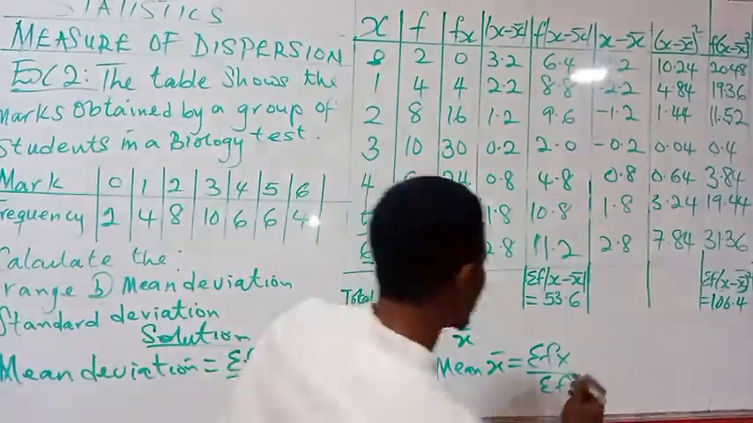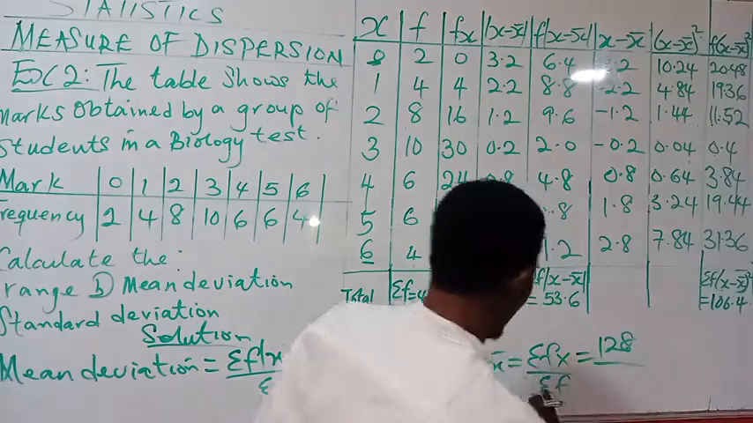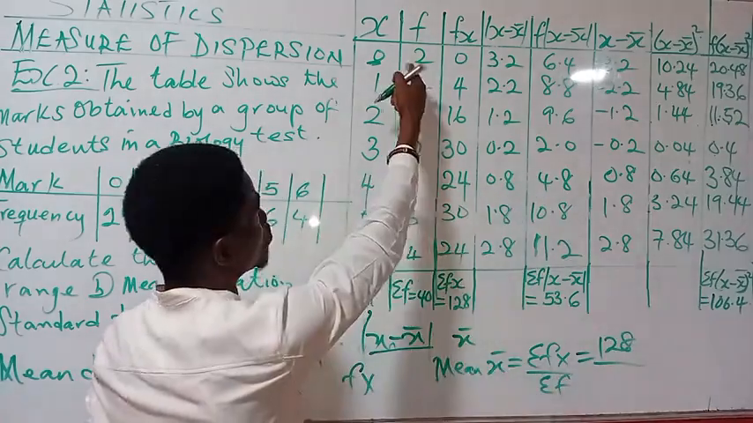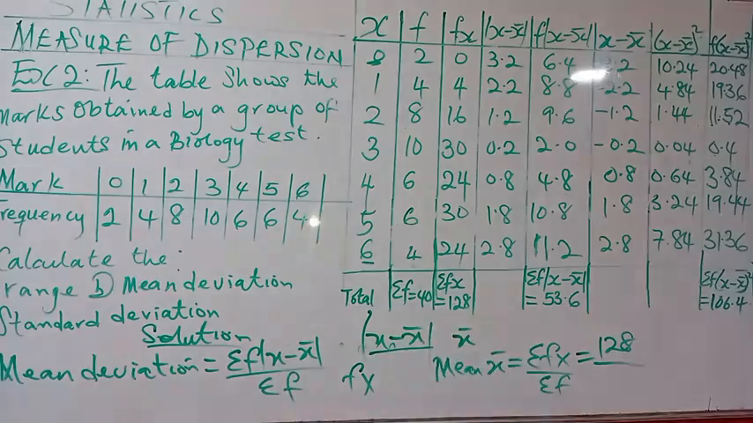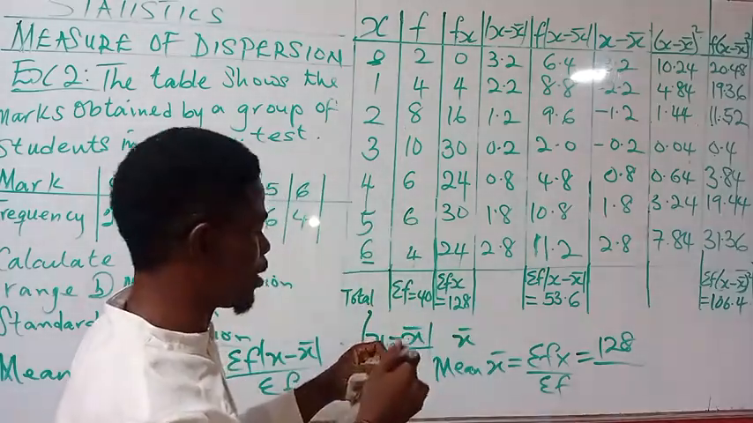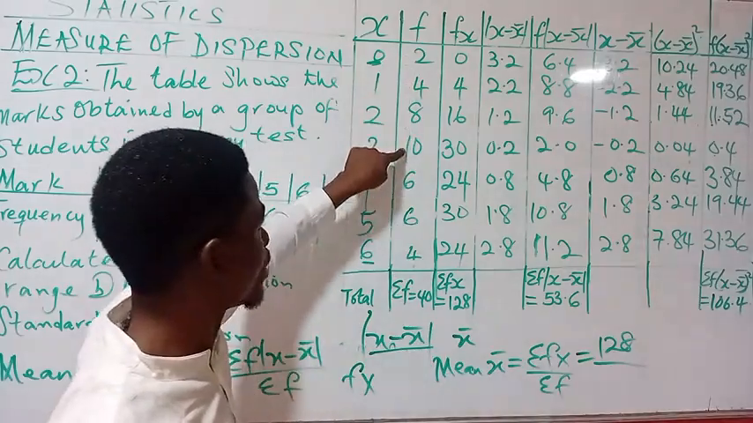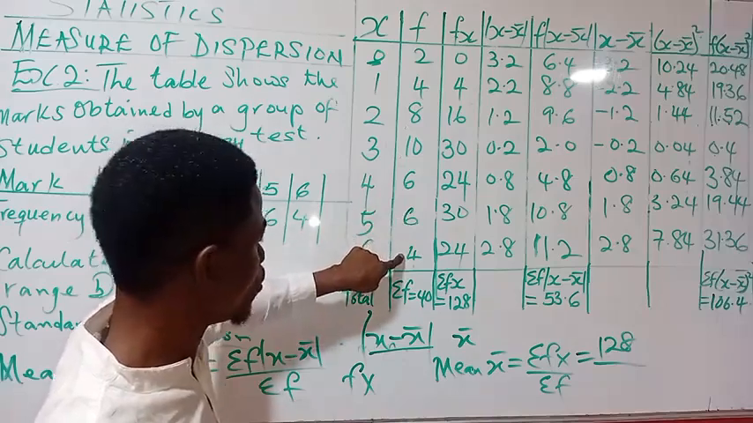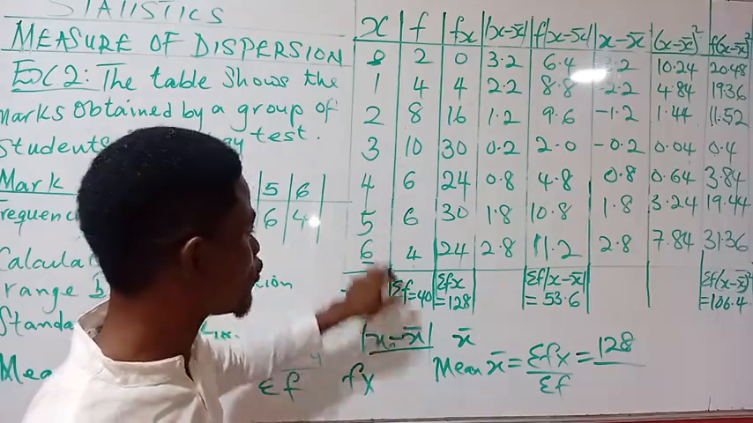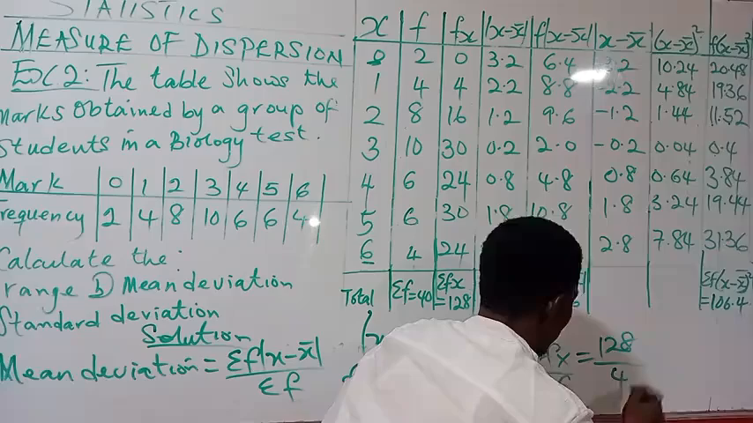So here you put 128 divided by the summation of f. Just come to the frequency column and add everything together: 2 plus 4 plus 8 plus 10 plus 6 plus 6 plus 4. That gives you 40. Therefore, the summation of f is 40.